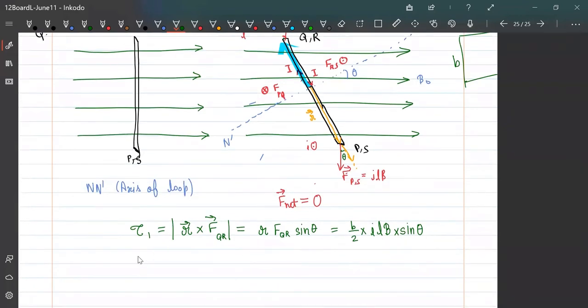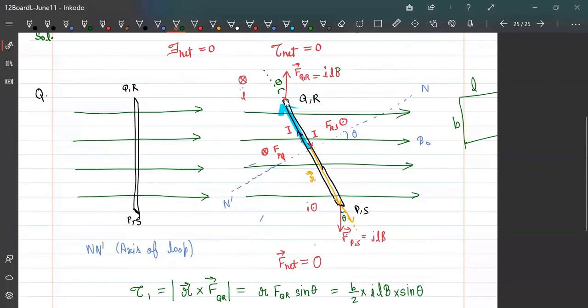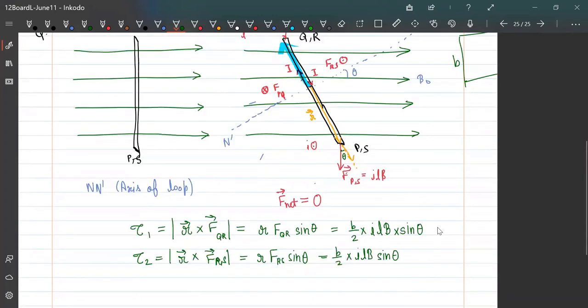This is torque due to 1, and torque due to 2 will be R cross the force vector. Force vector is due to PS. So again, this will be R F_PS sine theta. R value again B by 2, F_PS is ILB and sine theta is sine theta. So let us see whether torque is clockwise or anti-clockwise. Due to this force, if you pull, it is clockwise. Due to this force also, clockwise rotation. So both the torques are clockwise.